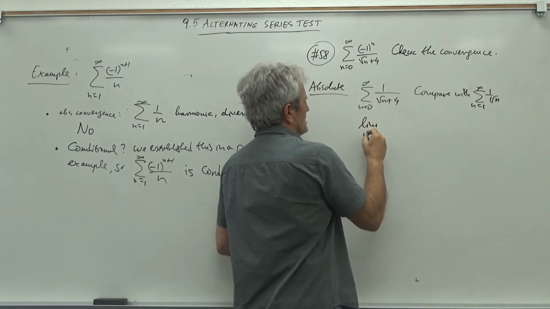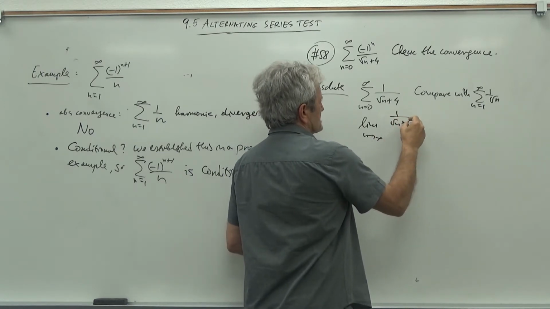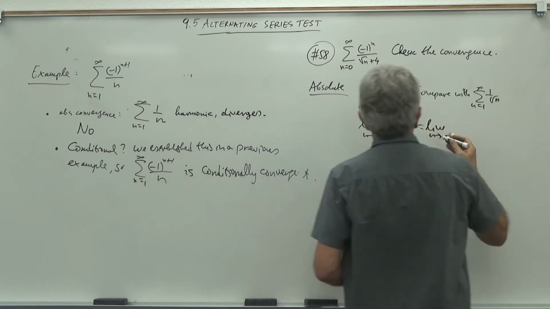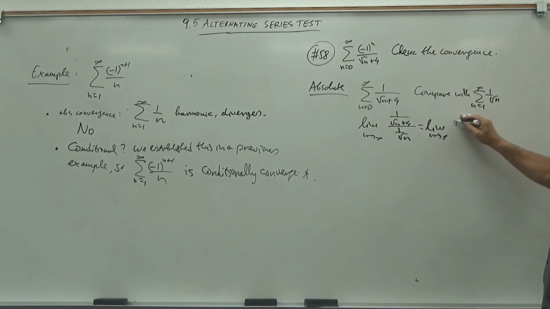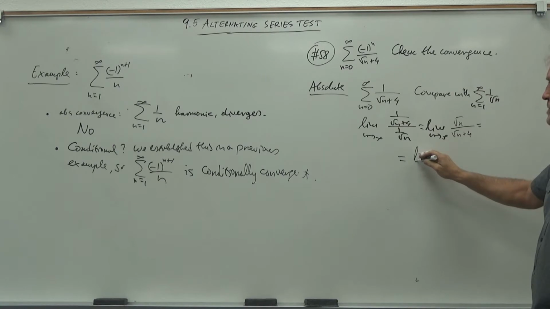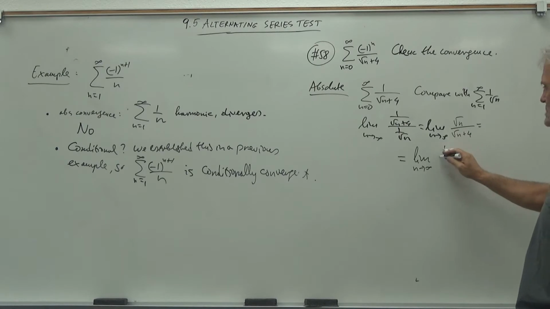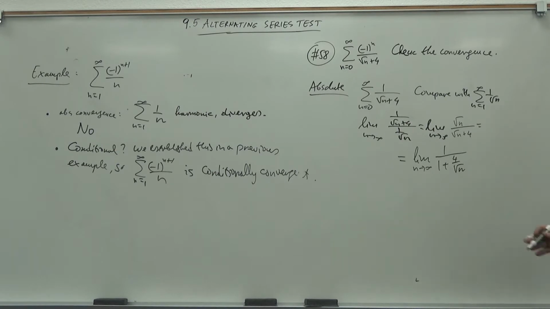So we do the limit of 1 over root n plus 4 over 1 over root n, which, when you take the reciprocal, is root n over root n plus 4, the limit when n goes to infinity. I'll divide by root n, so I get 1 over 1 plus 4 over root n. Obviously, this approaches 0, so the limit is 1. So since the limit is finite and not 0, then we know that they are equiconvergent.